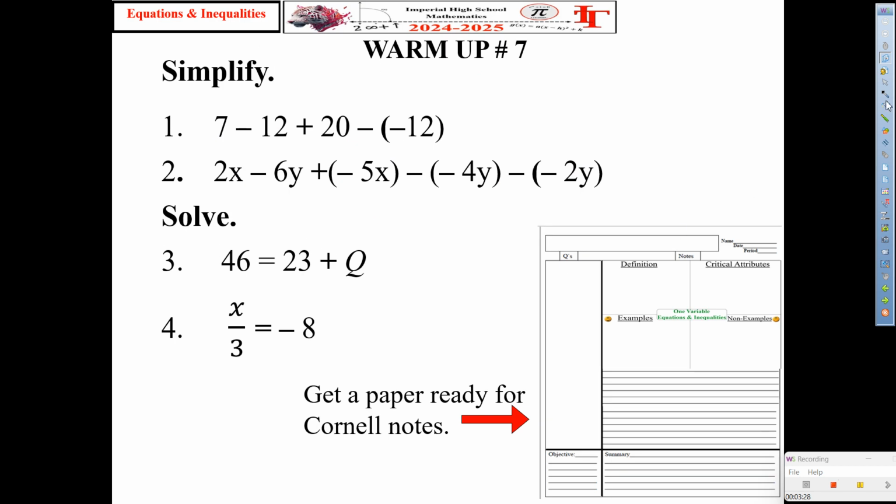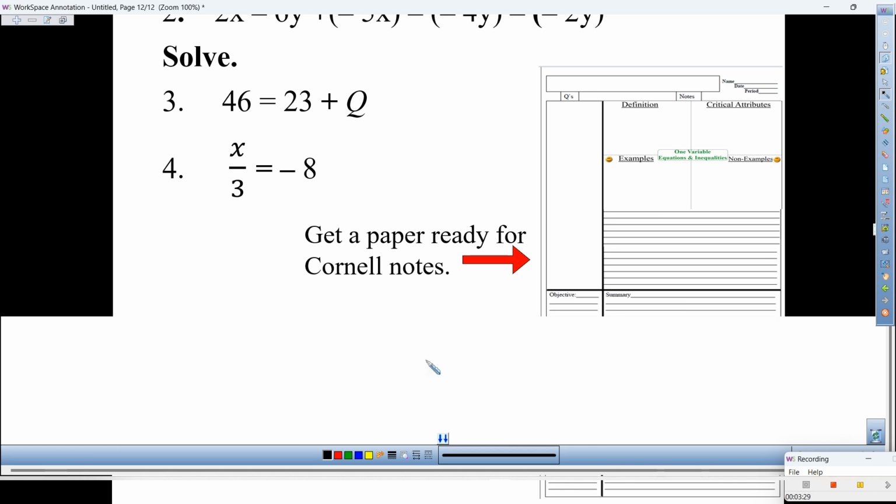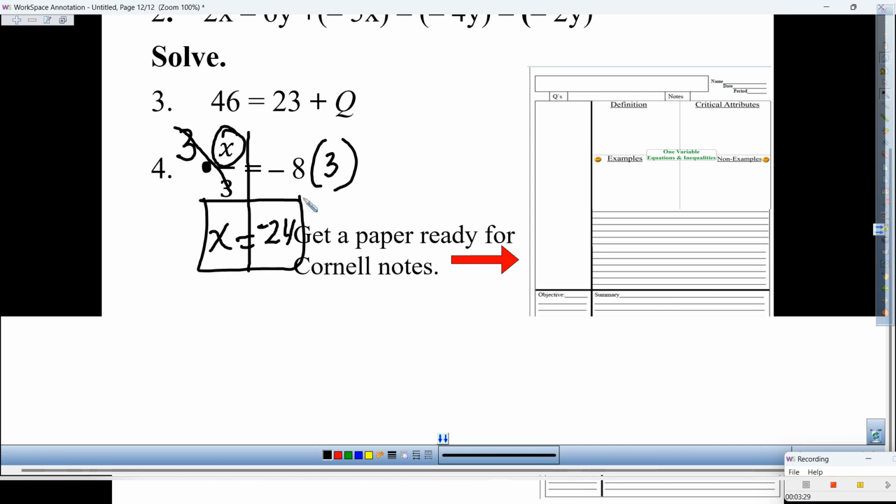Number 4 says x divided by 3 equals 8. Line down the equal sign. I need to leave x by itself. What is the 3 doing? It's dividing. What is the opposite of division? Multiplication. So we multiply times 3 both sides. Times 3. That becomes a 1. That leaves us with x. Negative 8 times 3. That's negative 24. All right? How we doing?